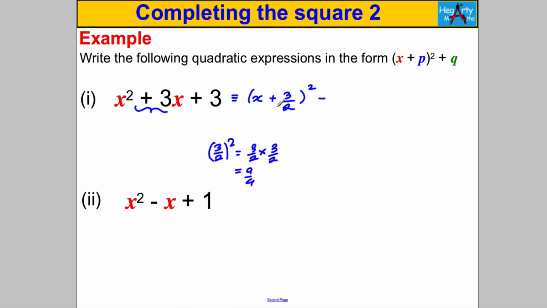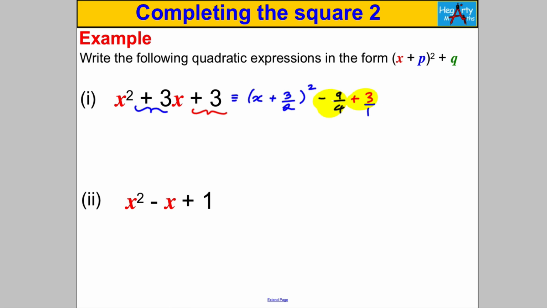So we have to take away 3 over 2 all squared, which is 9 over 4, from our answer. Now don't forget at the end, we've got to add back this 3 here. Now we have to do a bit of tidying up. We've got to collect like terms here. Now we're going to have to add this fraction to this number here. In order to add or subtract fractions and numbers, we've got to make the denominators the same. That 3 is really 3 over 1.